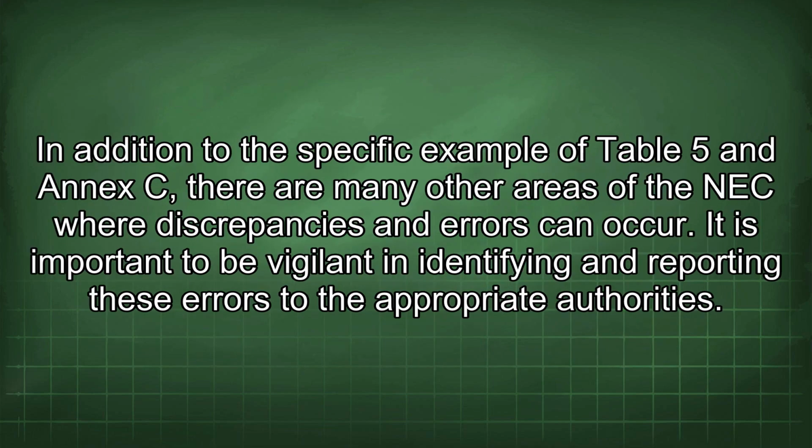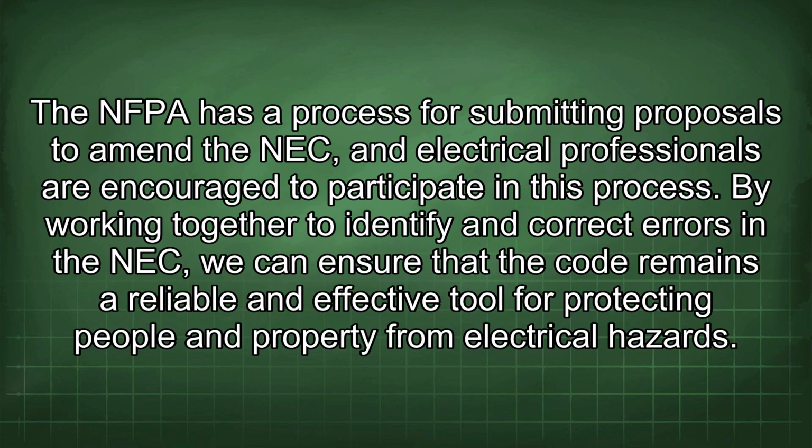In addition to the specific example of Table 5 and Annex C, there are many other areas of the NEC where discrepancies and errors can occur. It is important to be vigilant in identifying and reporting these errors to the appropriate authorities. The NFBA has a process for submitting proposals to amend the NEC, and electrical professionals are encouraged to participate in this process. By working together to identify and correct errors in the NEC, we can ensure that the code remains a reliable and effective tool for protecting people and property from electrical hazards.